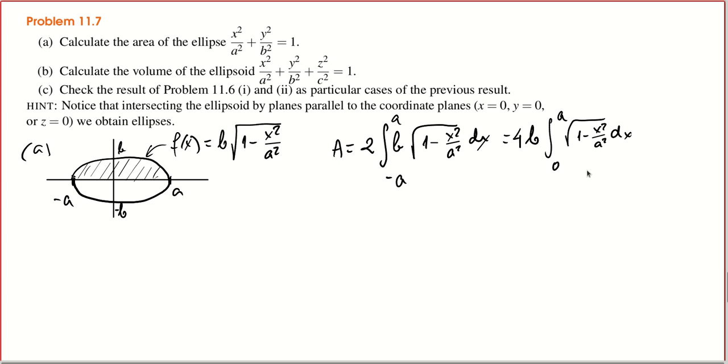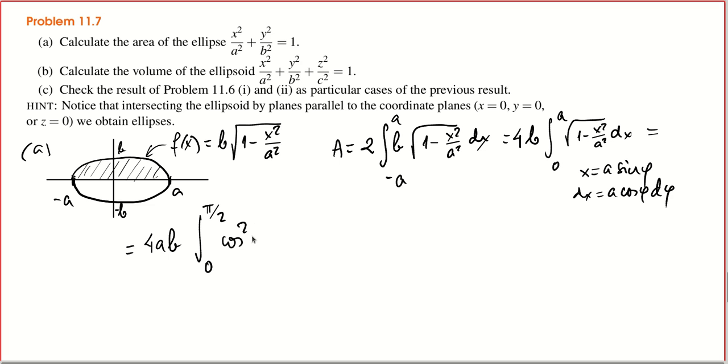All right, the change of variable that we're going to use is similar to the previous problem. x equals a sine phi, so dx is a cosine phi d phi, and then what we have here is 4ab, right? This a and this b. Okay, and then we have the integral from, for x equal to 0, sine phi is 0, for x equal to a, sine phi is 1, and therefore phi is pi half. Okay, and what we have here is a cosine, multiplied by this cosine is the cosine squared of phi d phi.